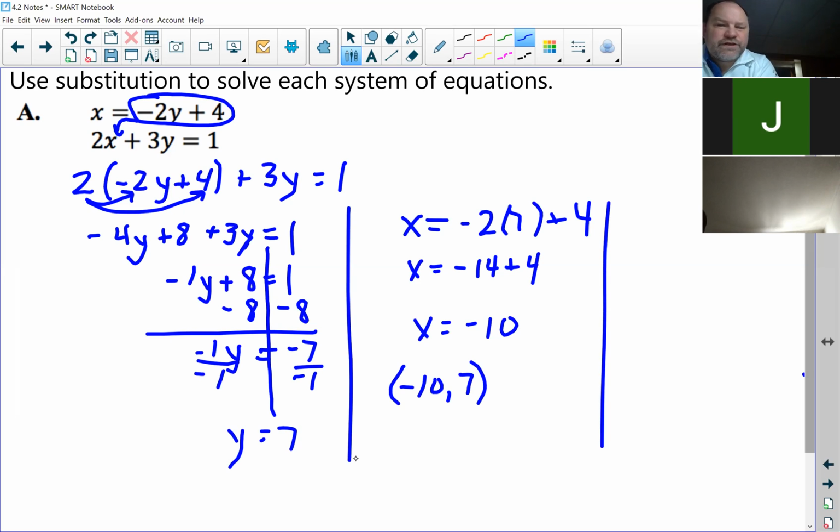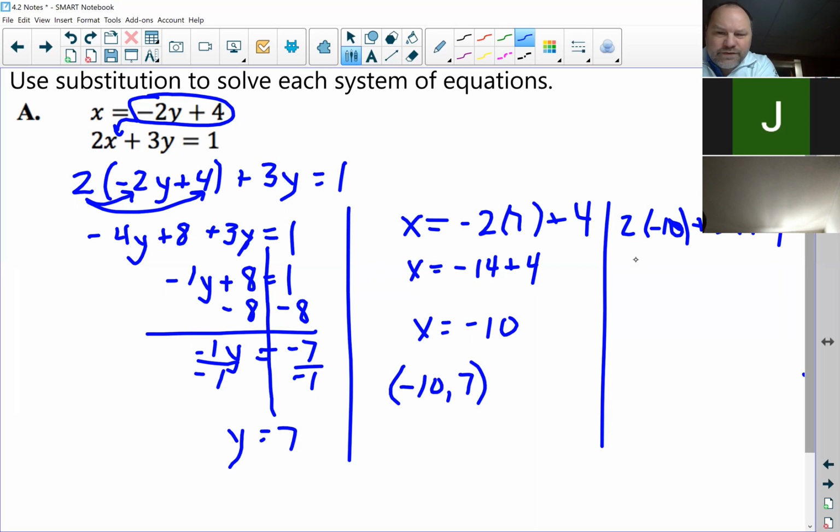So I am going to take 2 times -10 plus 3 times 7 and see if that equals 1. And again, I like to put the question mark over the equal sign because I'm doing a check. I'm not sure that they're the same yet.